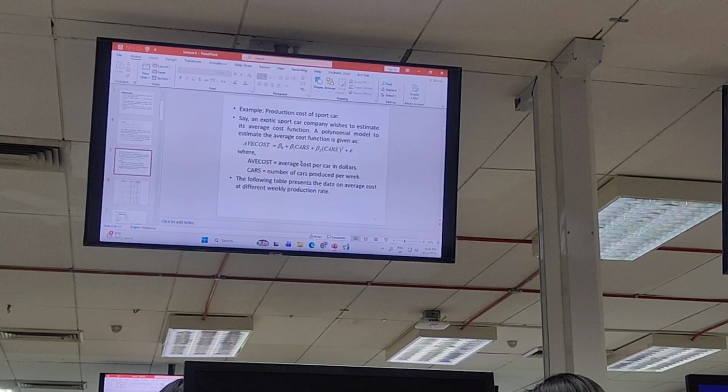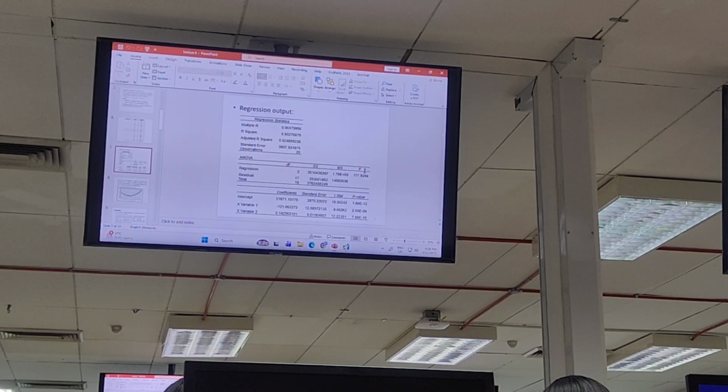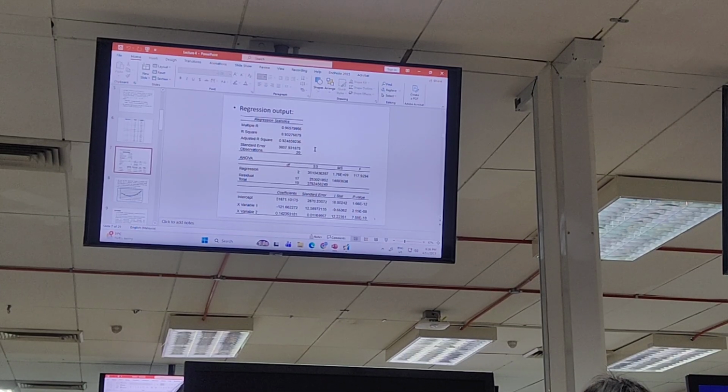Alright, this is the data itself. This is using Excel. I think in the first lecture I already showed you how to use Excel. You can use the data analysis tool. You just select regression, and then you select your y variable and then your x variable. You get the same result.